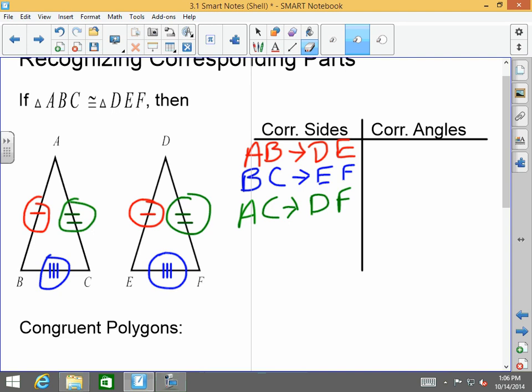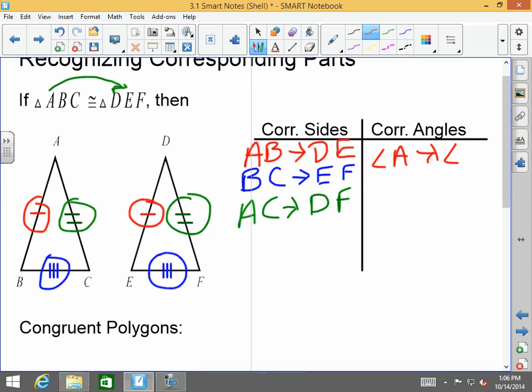Okay, corresponding angles, same thing, but even easier. A corresponds to D. Okay, so angle A corresponds to angle D. And actually, these are all congruent because they're congruent triangles. B corresponds to E.